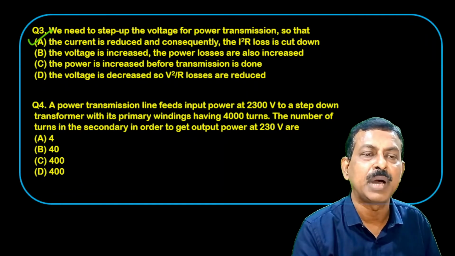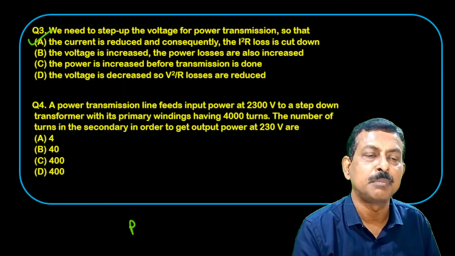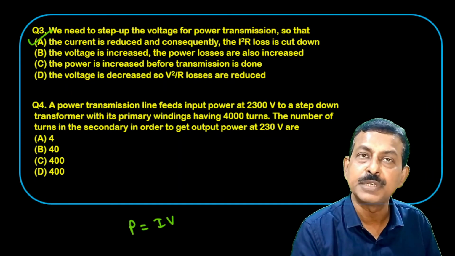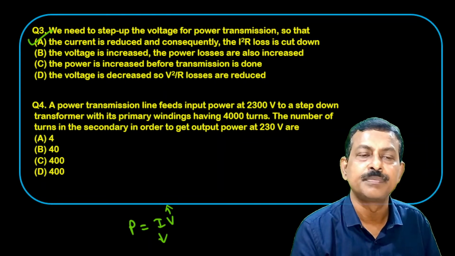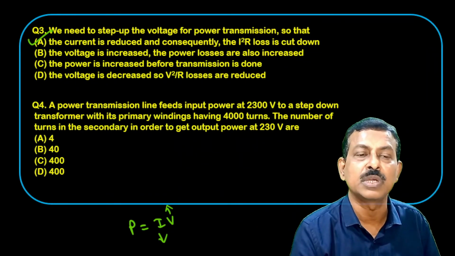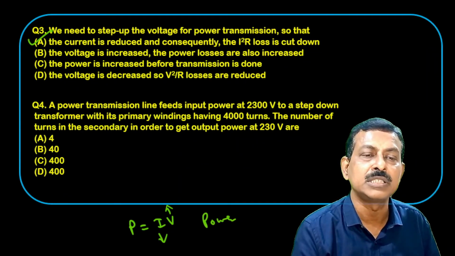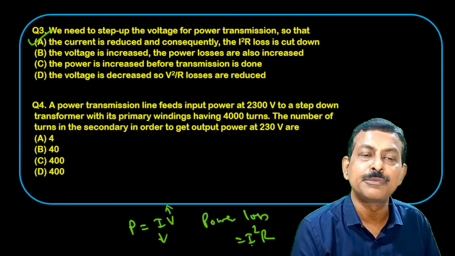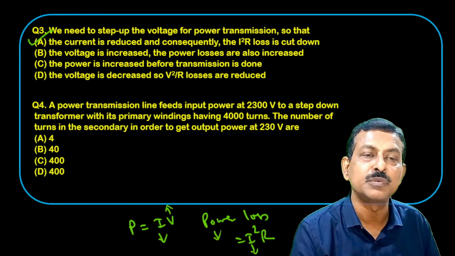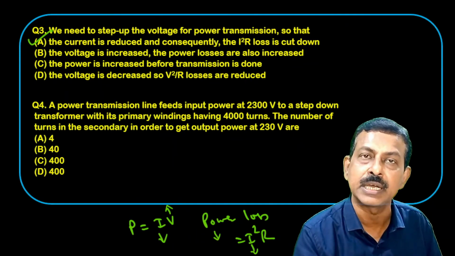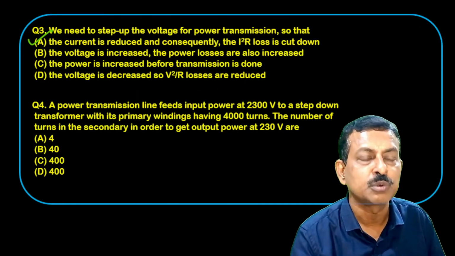Because for the given power, if you consider, power is I into V, power is fixed, power is being transferred. If you have a higher voltage, then the current will be less. And the energy loss, that is the power loss, is your I square R. If current is less, it is decreased. In that case, the power loss will also be decreased. So the first one is the correct option. Let's take the fourth question.